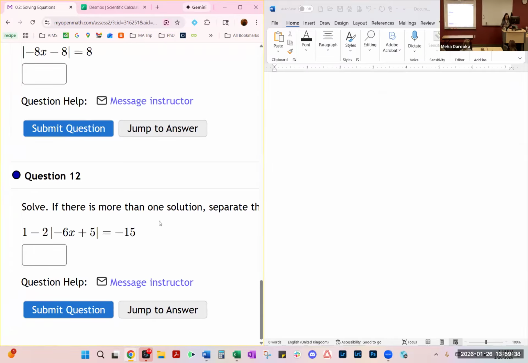That's the best setup I can do. So we've got 1 minus 2 times the absolute value of -6x plus 5. Sorry, plus 5, 15's on the other side. Equals -15. So same thing, right? We cannot assume just because we have a negative on the other side that this cannot be solved. Let's clean it up first and see what we come up with.